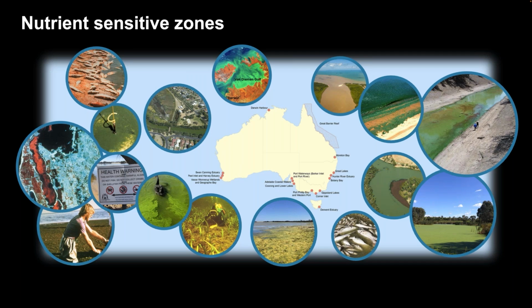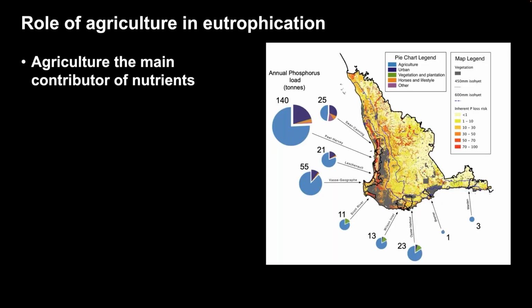You'll all be aware of water quality problems around the coastal margins of Australia, usually associated with agricultural land use and fertiliser use. The symptoms of those problems are often shown by things such as algal blooms, deoxygenation of waterways, and in some places fish kills. So agriculture has a significant role in this issue, in eutrophication. It's often the main contributor of nutrients to waterways, mainly because of the extensiveness of the industry.